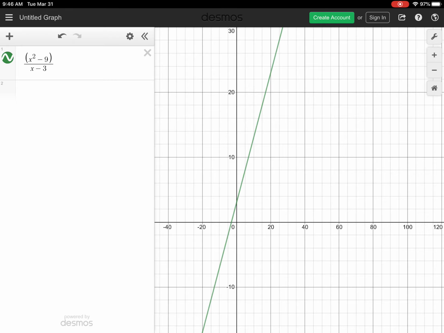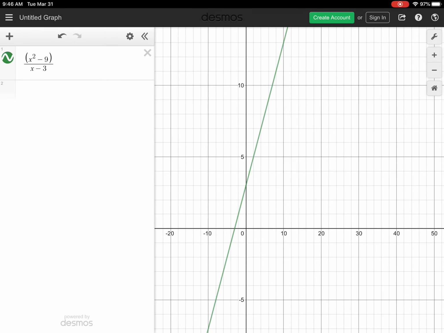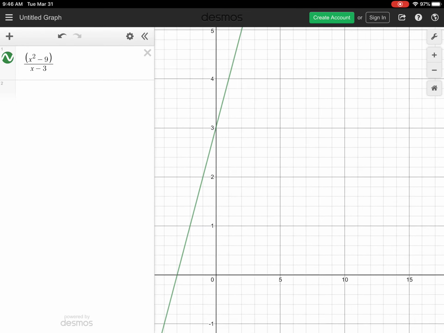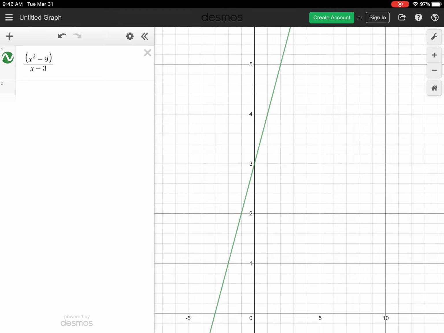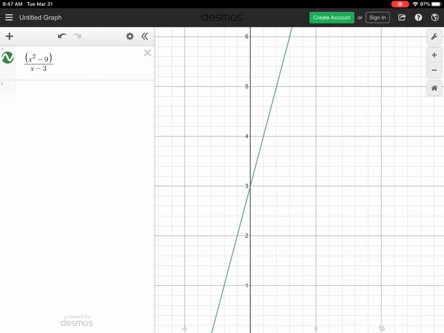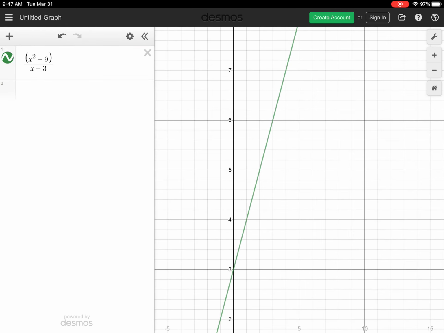So what we can do is, remember we said that we're going to have a hole at x equals 3, right? So take a look. I'm going to try to approach x equals 3. Now look at my point. I'm trying to approach 3, x equals 3. And as I get close to 3, I'm going to have to go up like here.